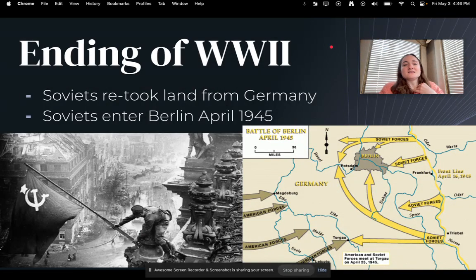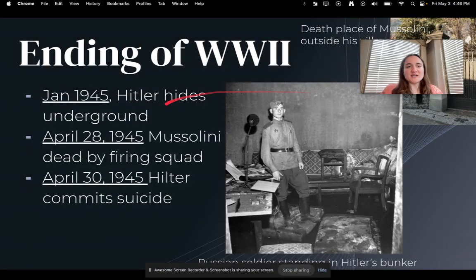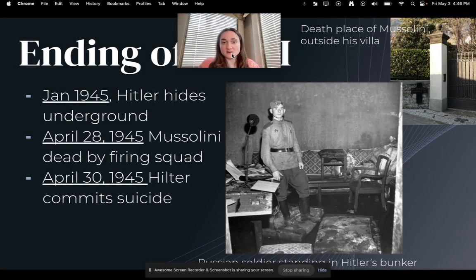The Soviets retook land from Germany, as you can see here in this map. Here are the Soviet forces as they're entering into Germany, and they enter into Berlin in April of 1945. By January of 1945, that's when Hitler realizes the Allies are going to win, and he goes and hides underground in a bunker.